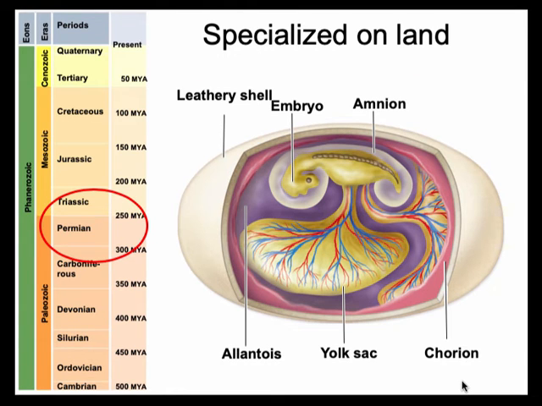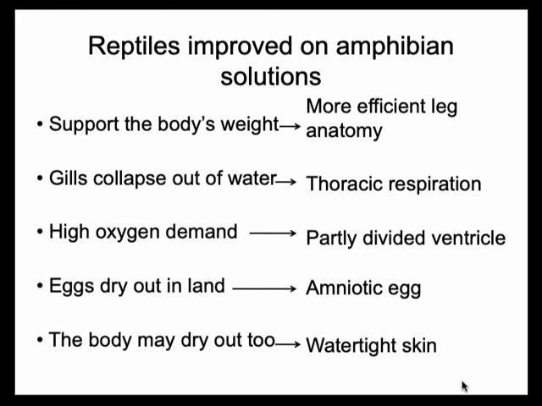The amniotic egg. It's an egg that is protected by three different membranes, and those membranes allow gas exchange for the embryo to obtain oxygen and dispose of waste without losing water. And this was a key adaptation because this allowed these animals to be able to lay their eggs outside of water and not worry about desiccation, not worry about the eggs drying out. This happened sometime in the Permian period.